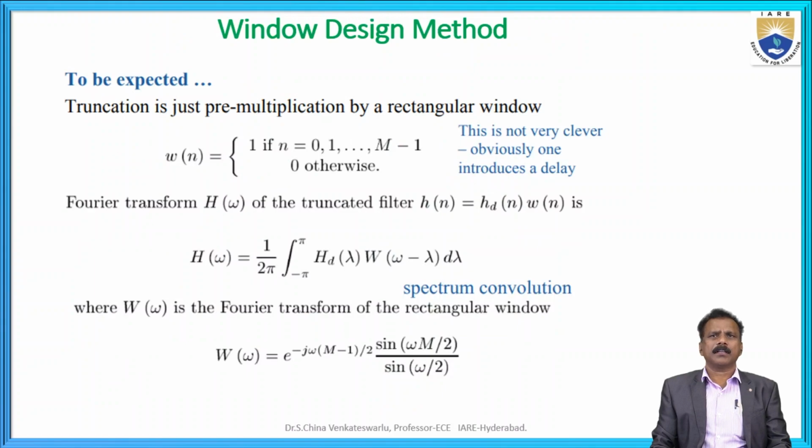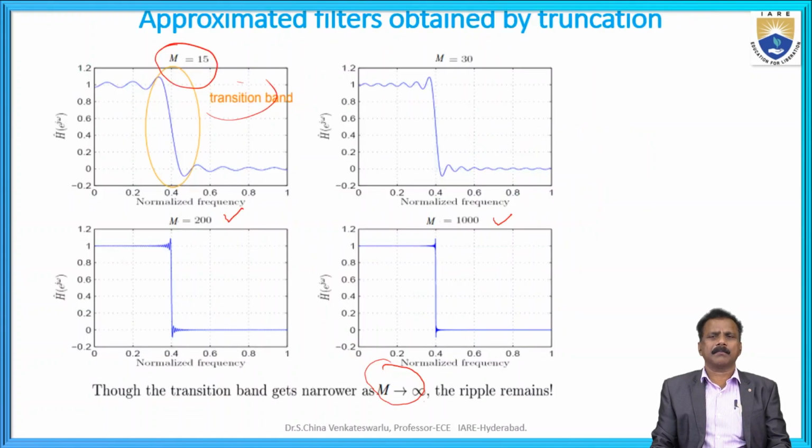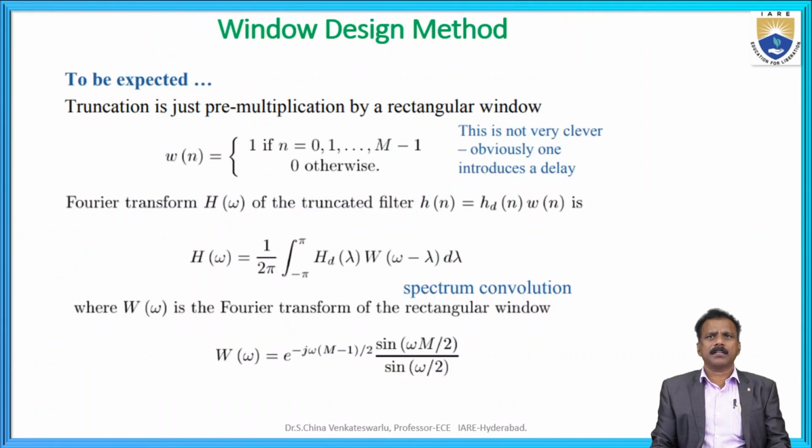Now, these are all related to the truncation methodology. The next methodology is the window design method. While using this window design method, truncation is just pre-multiplication by the rectangular window. Normally, we know that the rectangular window, Kaiser window, Dolph-Chebyshev window, and a lot of popular windows are available. Here, we initially use the rectangular window in the window design methodology.